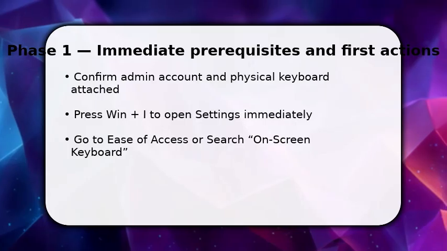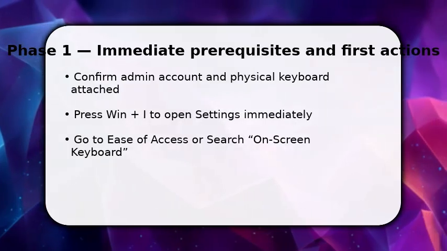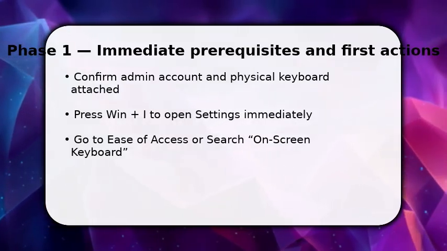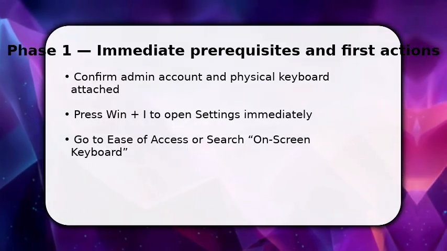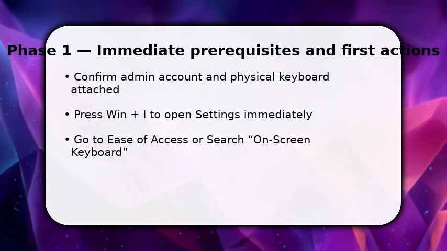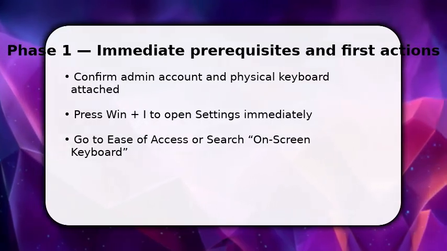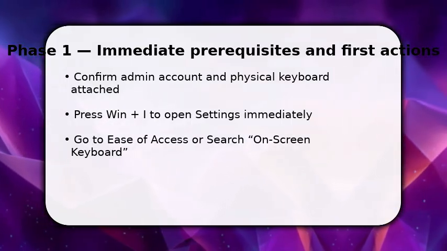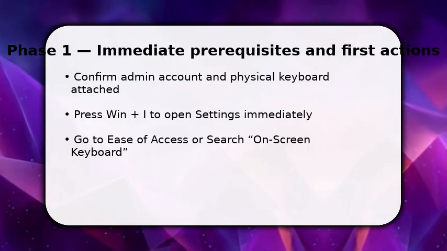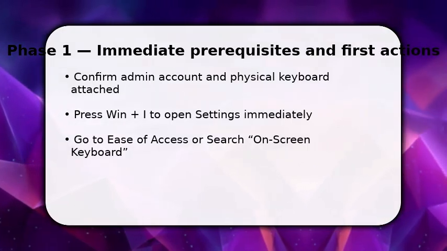You start now. Make sure you are signed in with an admin account and a physical keyboard attached. Once ready, press Win+I to open settings directly. This gets you into system controls fast. If you prefer, type on-screen keyboard in the search box and select the result. You do this because entering settings first avoids chasing menus later. Make sure to keep the settings window open.